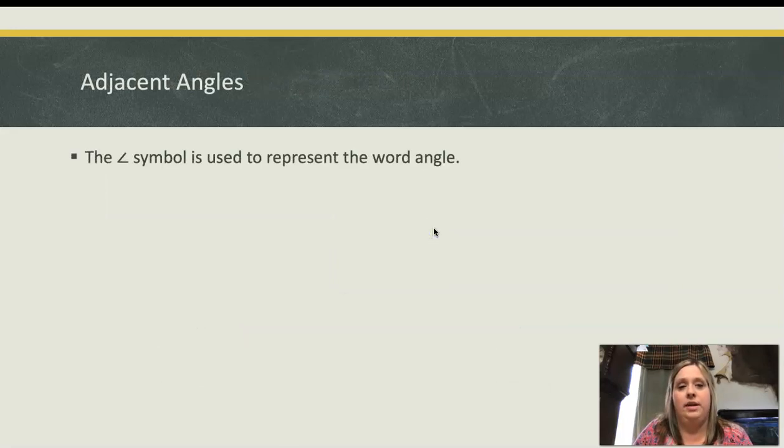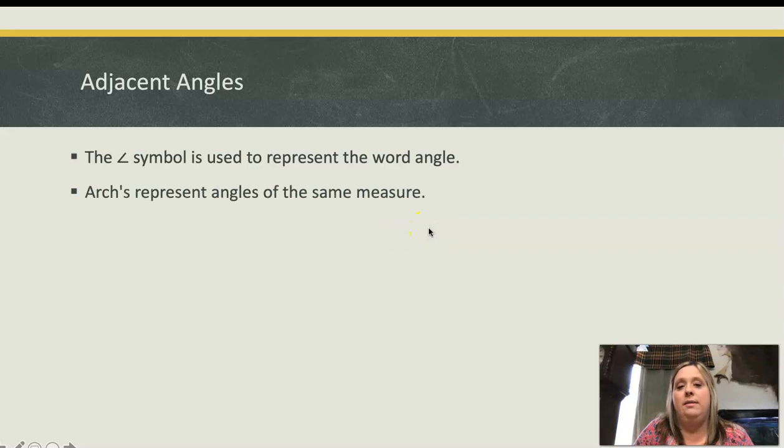Adjacent angles. This symbol right here is the symbol for angle. Don't get it confused with the less than symbol, because the less than symbol has a line that goes straight down, while this one goes straight across. So this is the symbol for angle. They are a little bit different.